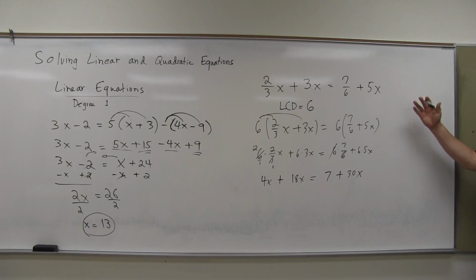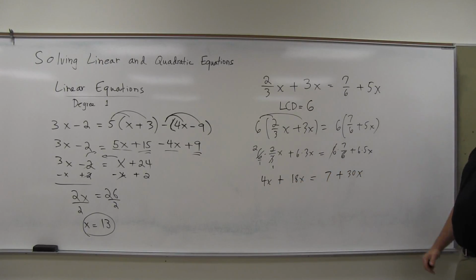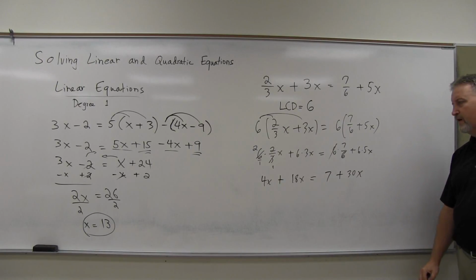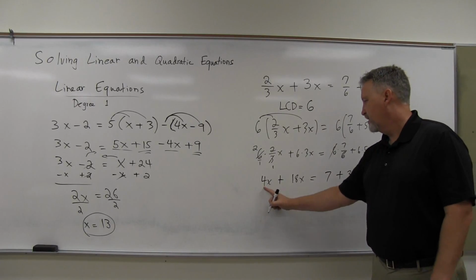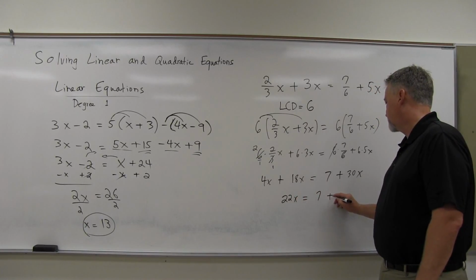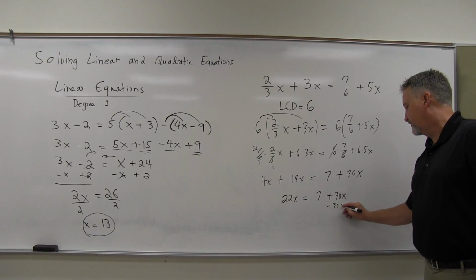All right, so now we no longer have the fractions, but we do have an equation. Same solution set. We haven't changed anything about that by doing that. And so much nicer, much easier to work with. Just combine the like terms. You've got 22x equals 7 plus 30x. Okay, combine those. Go ahead and let's subtract the 30x, right?